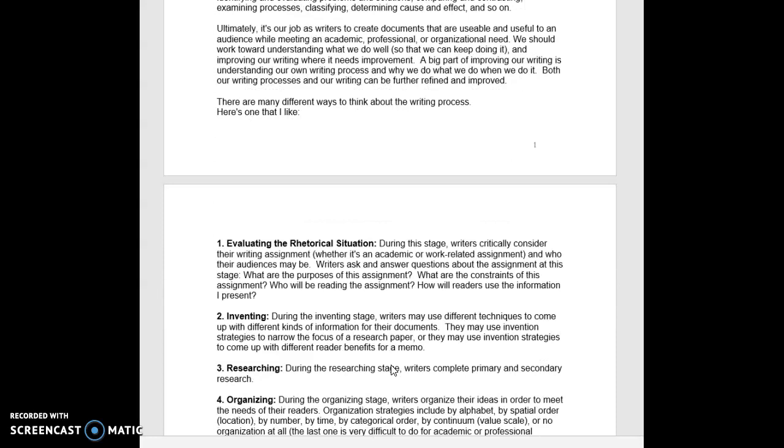Alright, so this is what I like to think about with the write-in process. You need to evaluate your rhetorical situation. Okay, writers critically consider their writing assignment, whether it's academic or work-related. Who is their audience and what is the purpose? Again, we've discussed the audience and purpose since you've been at this university and even before then, obviously there's something to this, and when you get ready to present, knowing your audience beforehand really becomes an issue that you need to address and know before you walk in the door.